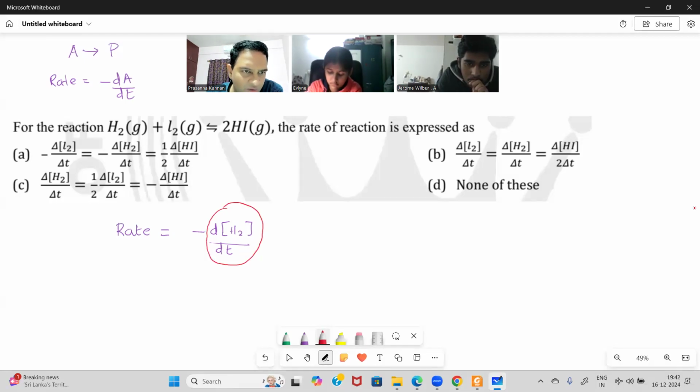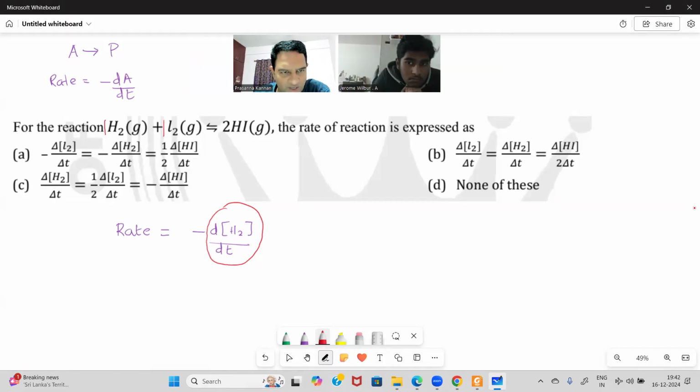Now, you know that 1 mole of hydrogen combines with 1 mole of iodine to give 2 moles of HI, correct? At any point in time, by the time 1 mole of H2 is disappearing, how many moles of iodine will be disappearing? 1 mole, sir. Exactly, right? So I will extend this to minus d by dt of I2, correct? Yes, sir.